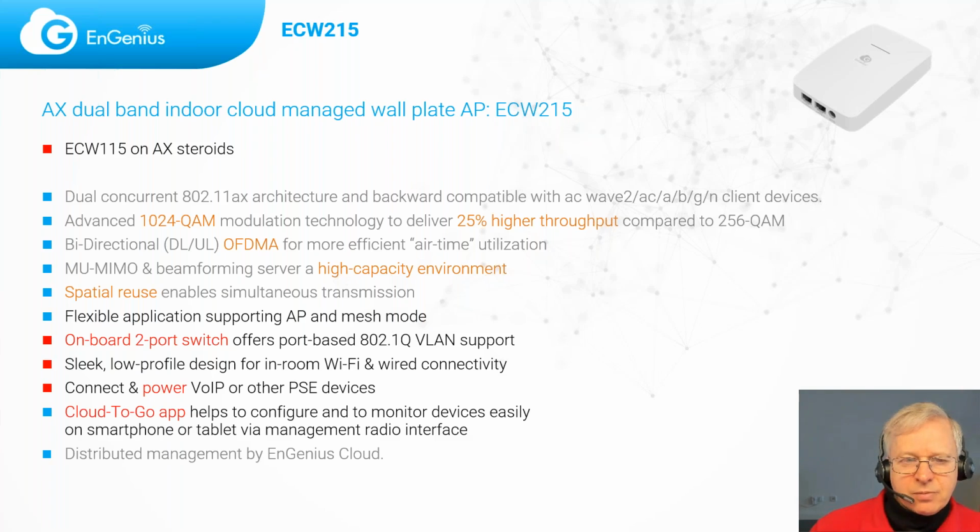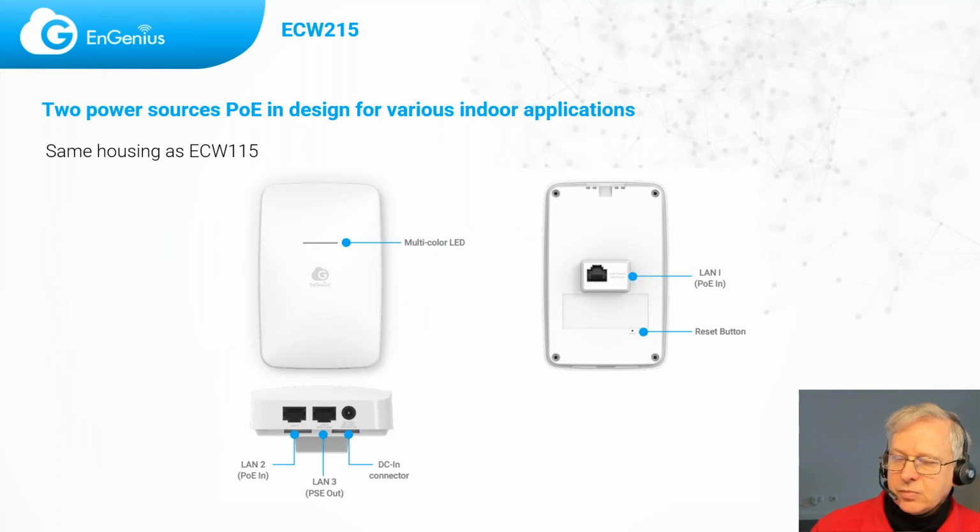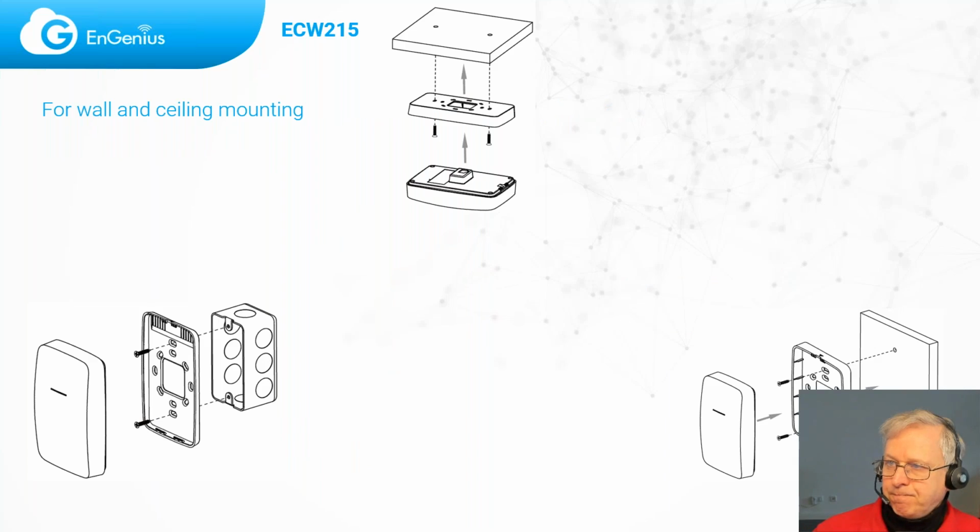Then you have the Cloud2Go app, which is common to all our cloud devices, and the management by our cloud. So it has exactly the same housing as our ECW115. And like you can see, the PoE in can come from the back, or it can come from the side, and there is a PoE out port. If you want to use the PoE power out port, the PoE in needs to be AT, or you will not have it. And PoE out is probably AF.